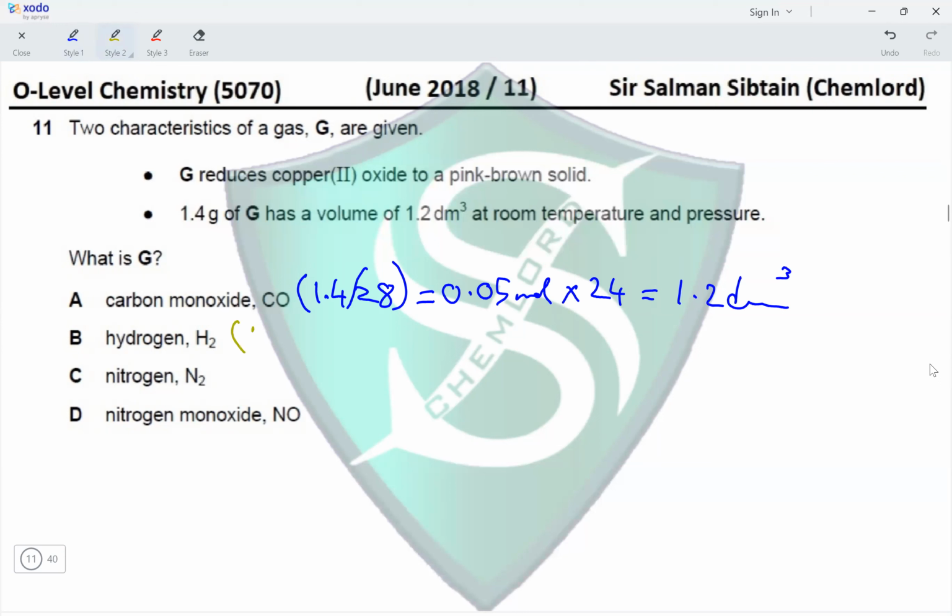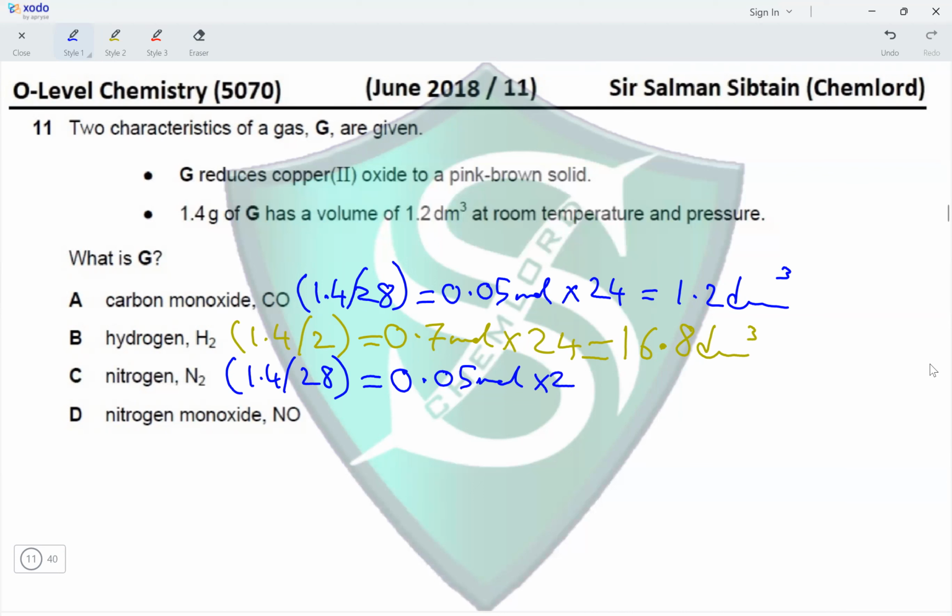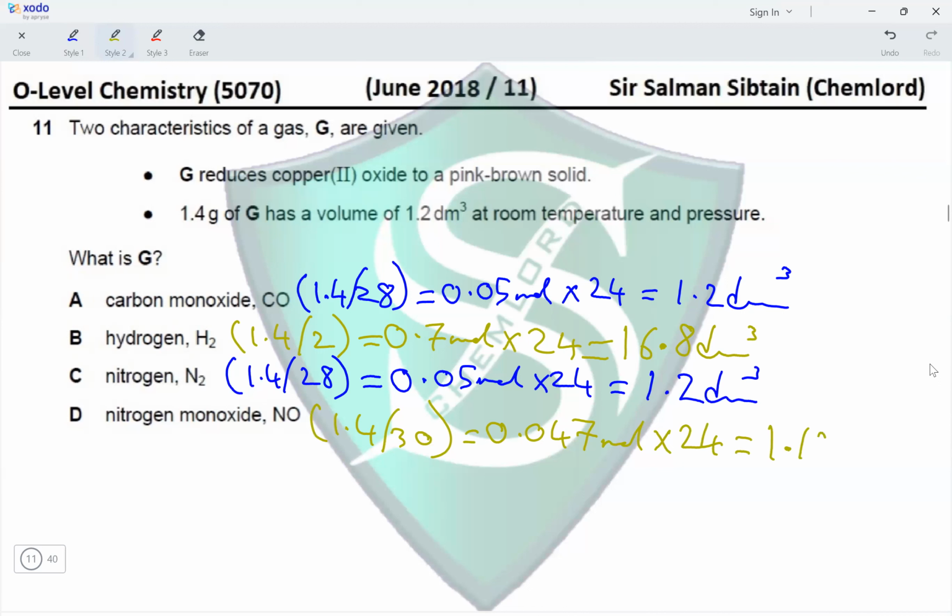Next, for hydrogen, we would calculate 1.4 divided by 2 as the Mr of hydrogen. This will give us a value of 0.7 moles, which we would multiply by 24 dm cube, giving us a volume of 16.8 dm cube. Next, we would calculate the moles of nitrogen by dividing 1.4 by 28, since that is the Mr of nitrogen gas. This gives us 0.05 moles, which when multiplied by 24 dm cube, gives us a volume of 1.2 dm cube. And lastly, we would divide 1.4 by 14 plus 16, which is 30, giving us a mole value of 0.047 moles, which when multiplied by 24 dm cube gives us a volume of 1.12 dm cube.